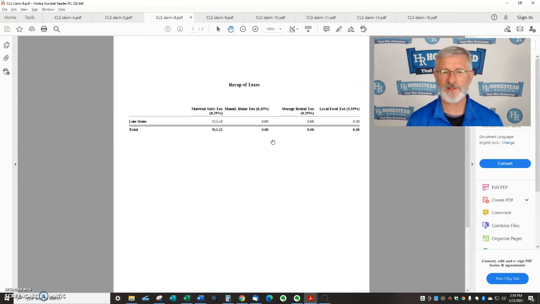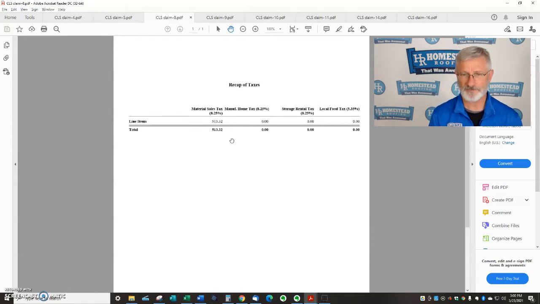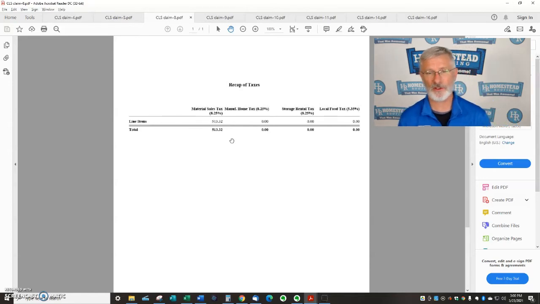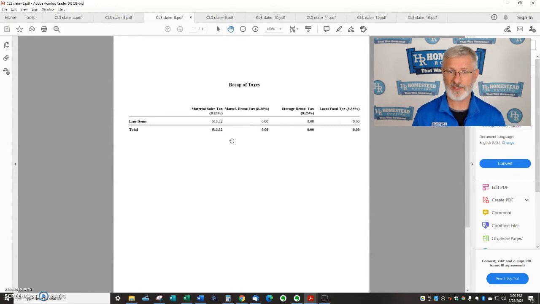Sometimes some insurance companies will include a page like this, some of them do not. All this is doing is showing what the total material sales tax is going to be. Oftentimes, the insurance company includes the tax in the line item breakdown, which is what we're going to see next. This insurance company happens to just break it out. Also, there is something called overhead and profit, which insurance companies may or may not include. If they do, some will include it on this recap of taxes page, and sometimes they're going to include it in the line item breakdown.